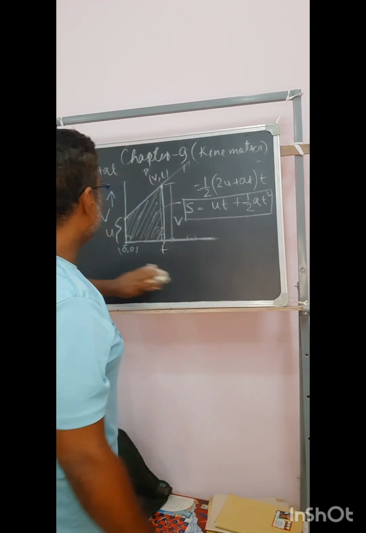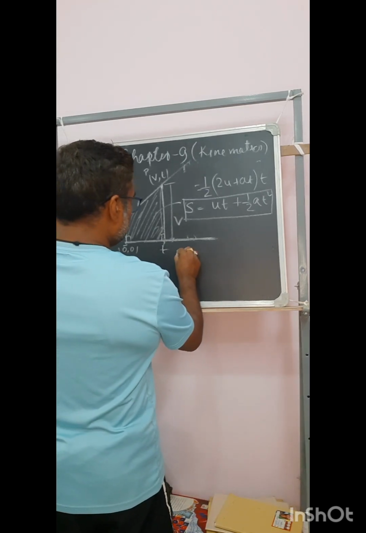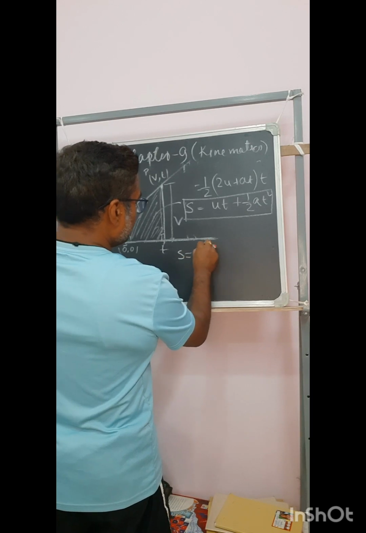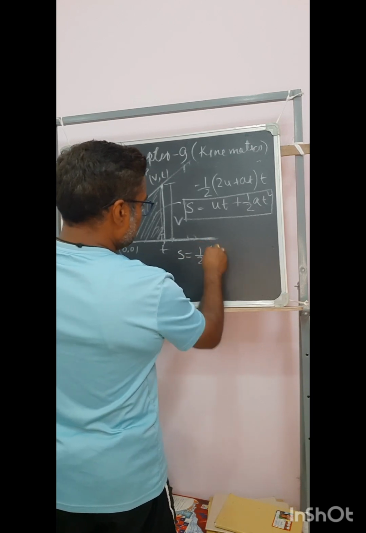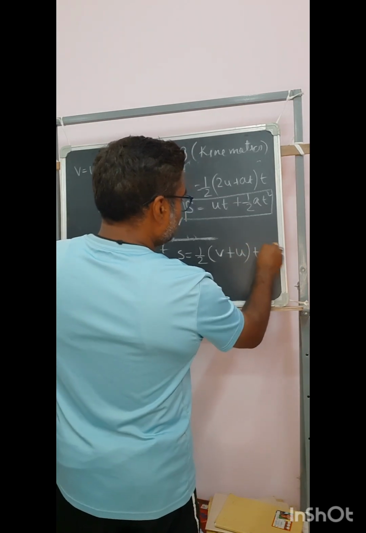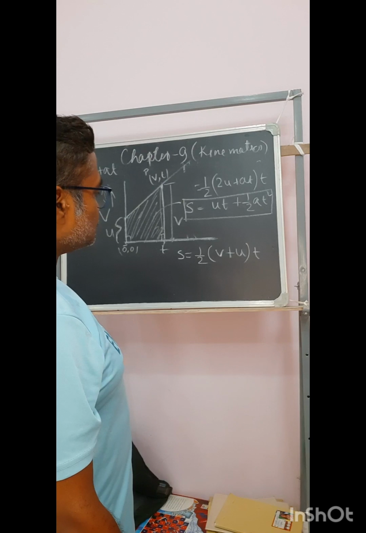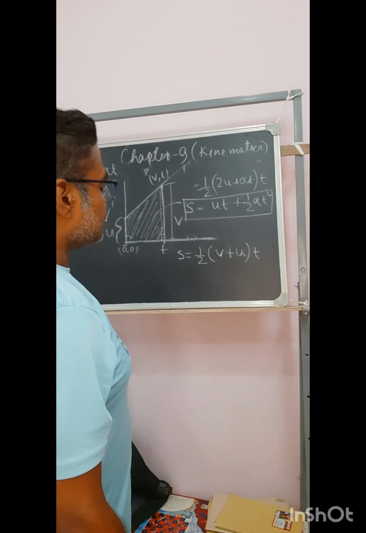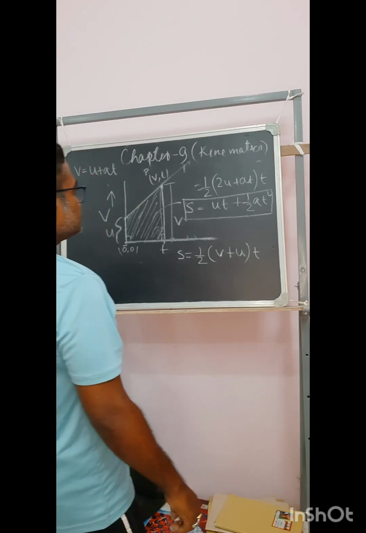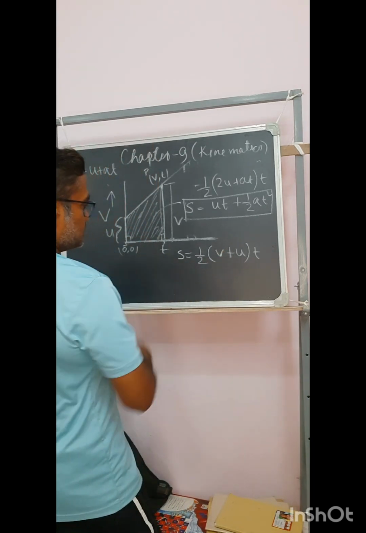Now come to the third equation of motion. So I am just coming back to this. S equal to half, with the help of this equation, where I will try to put a relation between V and U with S.